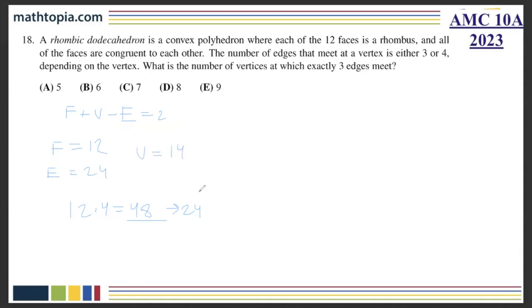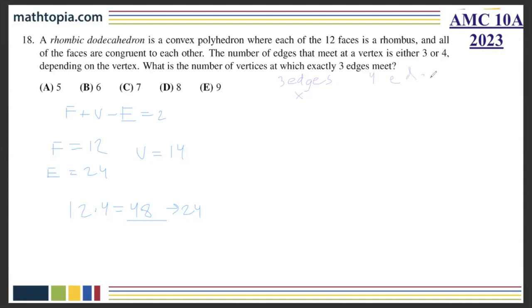And now, using a similar argument to what we just did with the edges, that every two faces meet at exactly one edge, we will now figure out with a system of equations the number of vertices at which exactly three edges meet. So let x be the number of vertices at which three edges meet. If three edges meet at a vertex, that's the same thing as three faces meeting at a vertex. There are three faces meeting here: one, two, and three on the backside. Similarly, four edges meeting at a vertex is the same thing as four faces meeting at that vertex.